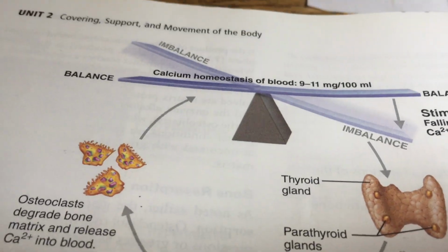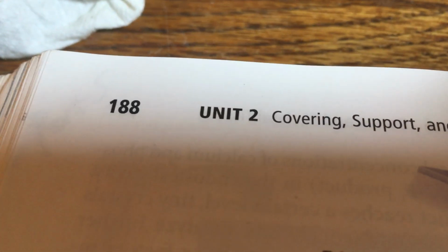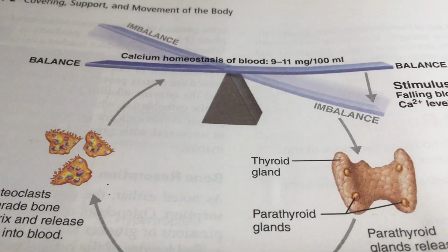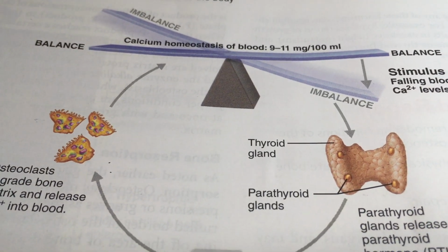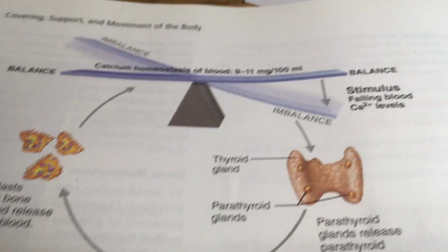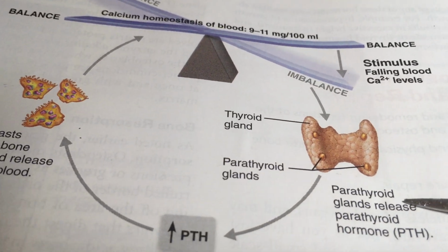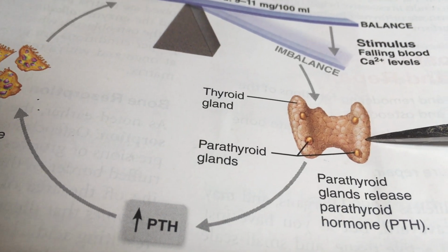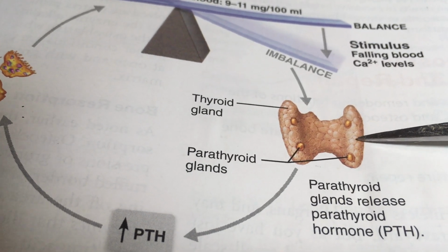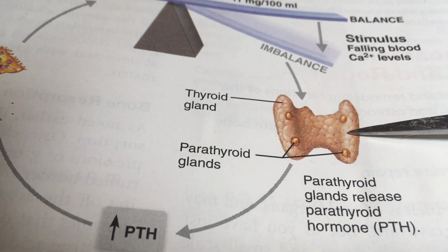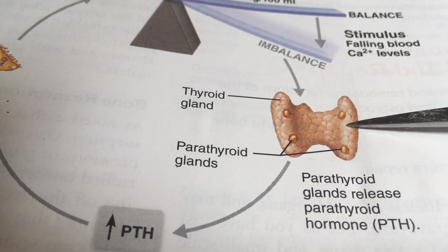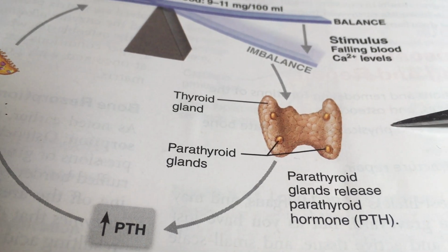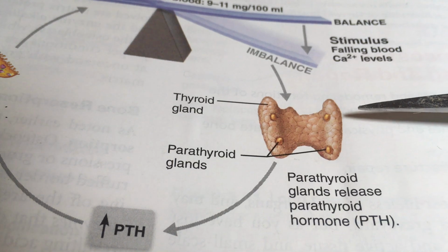Here in this page right here, on page 188, we're seeing that balance being identified. And so we do have the back of the thyroid gland here. This is the thyroid gland positioned in the lower neck region, just behind the sternum. And the reason we're looking at the back side of it is because on the back there are these areas that are referred to as the parathyroid glands.